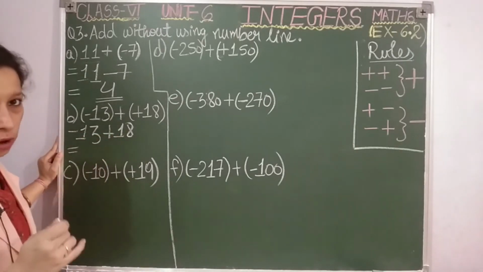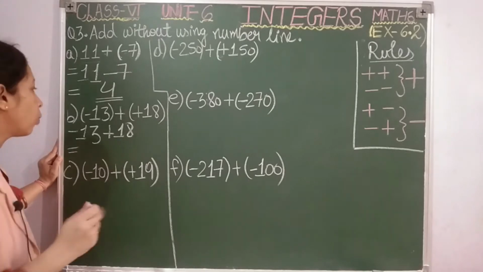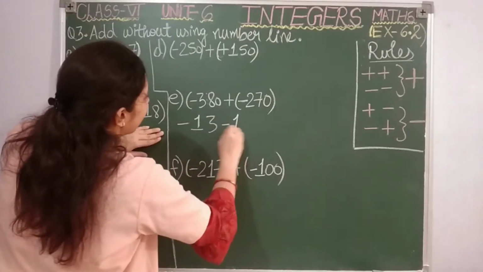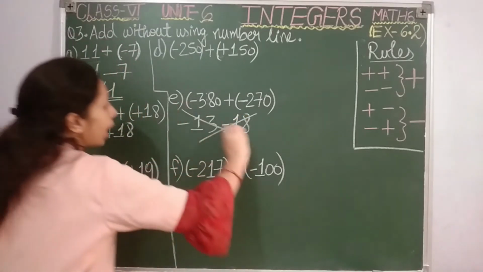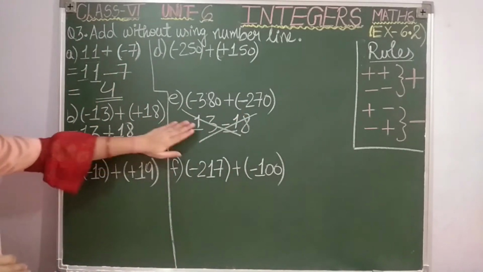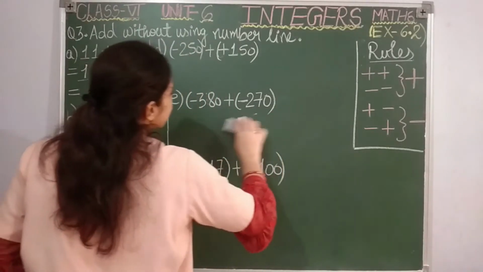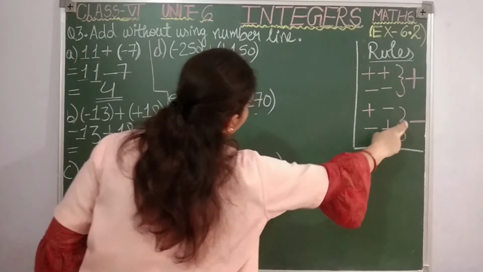Here we already know that we are going to subtract only, but don't write it like this, minus 13 minus 18. The way you wrote this, your answer will surely come wrong. Don't use this method. What you have to do is, you just club the signs and see whether you have to add or subtract.